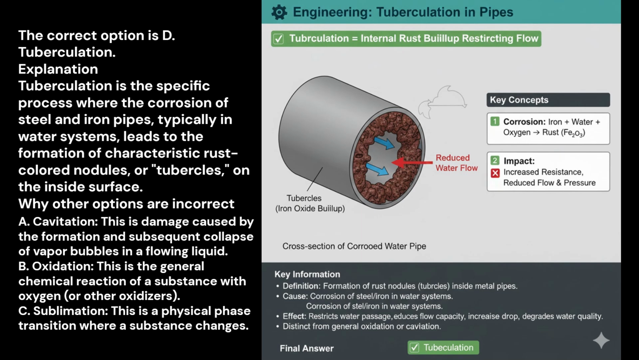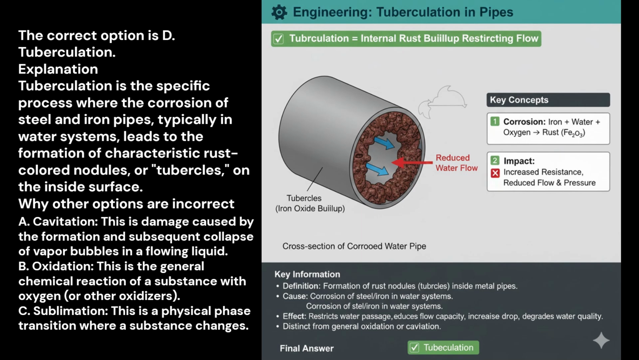Why other options are incorrect? A. Cavitation. This is damage caused by the formation and subsequent collapse of vapor bubbles in a flowing liquid, often due to rapid pressure changes, leading to mechanical pitting of the surface. It is a physical process, not the chemical reaction of rusting.